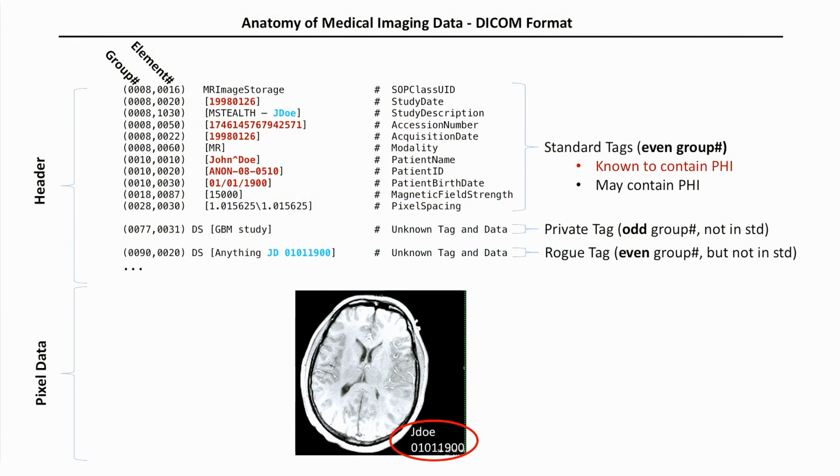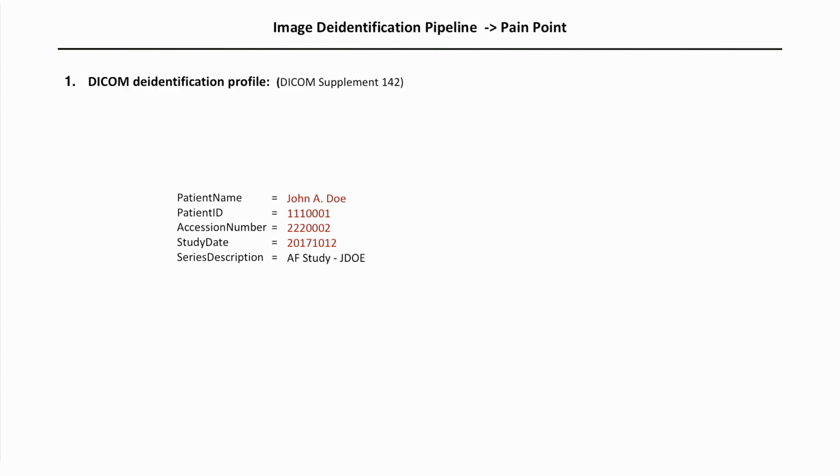And then there are private tags that are used by the vendors. We also don't know what's in those. And then we also run across rogue tags, which are neither in the standard or odd groups. And again, we don't know what's in those. So all these have to be looked at. And then in addition, there's the pixel data, which has the imaging information. But in many cases, you'll find additional text information burned into the images. And this may or may not include PHI. So we have to build up this de-identification pipeline.